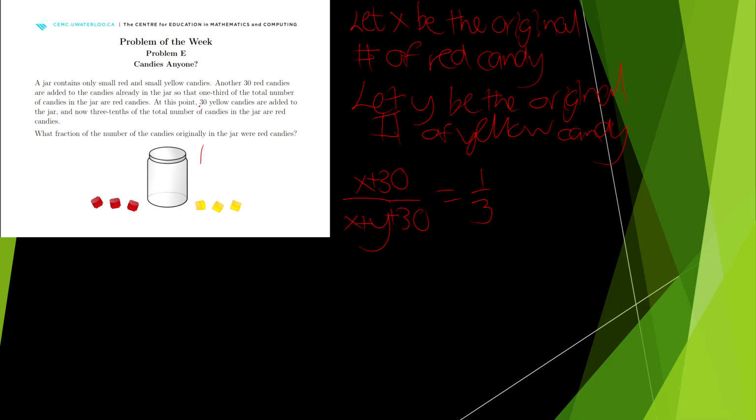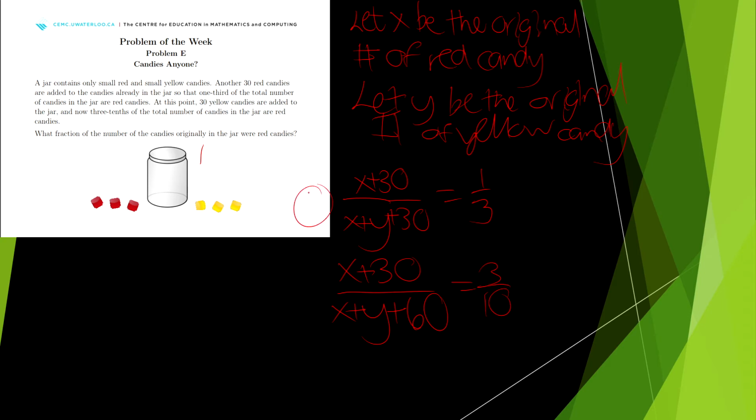And now we have a second statement. At this point, 30 yellow candies are added to the jar. And now 3/10 of the total number of candies in the jar are red candies. So on top of this, we add 30 more yellow candies. In this case, we still have the same number of red candies. However, the total number of candies changes because now we have 60 extra candies, because we have added 30 more red candies, and this equals 3 over 10.